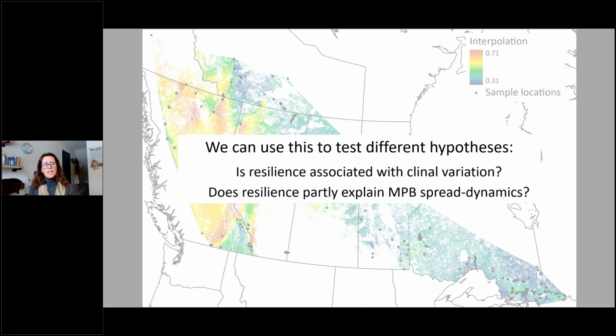The second question is, does resilience partly explain mountain pine beetle spread dynamics? So we have quite a bit of mountain pine beetle attack data from Alberta forestry. Can we use some of that attack data to test this hypothesis? Looking in Alberta, where we have attack data, where we have this prediction, can we look at the spread of the beetle and how it's moved across the province to say whether or not resilience is helping to explain some of these spread dynamics?